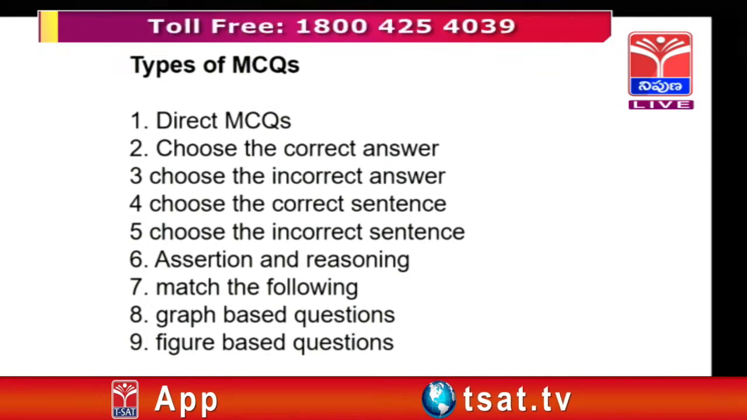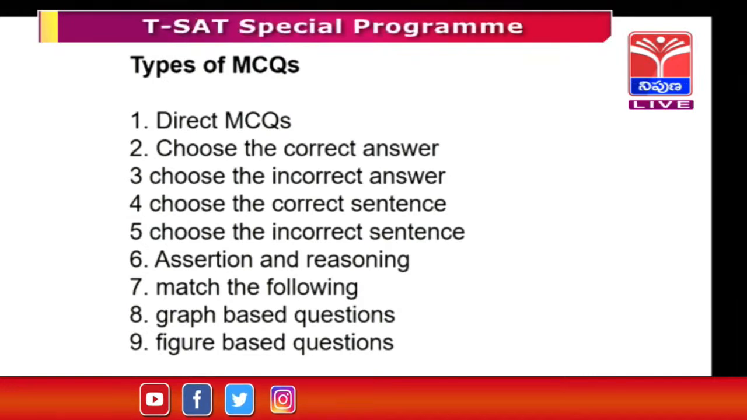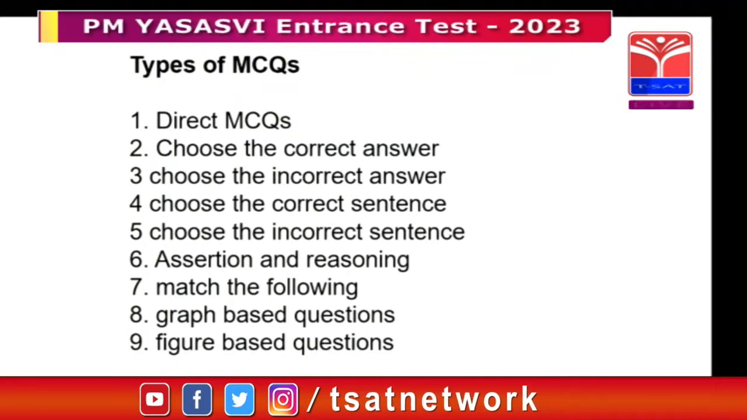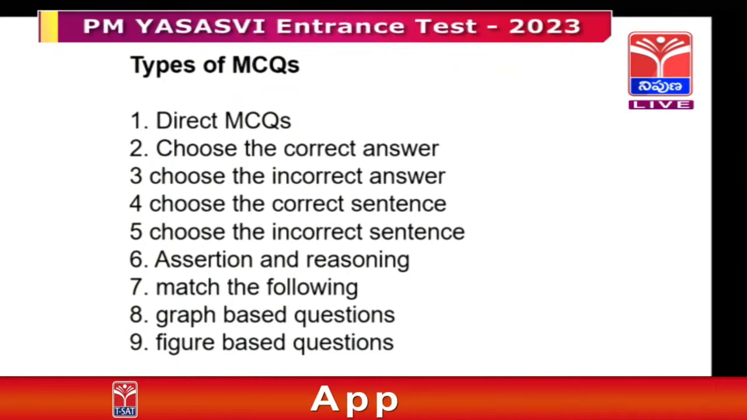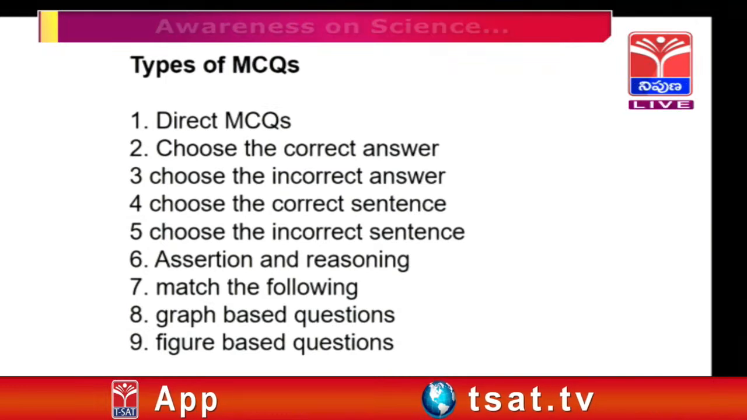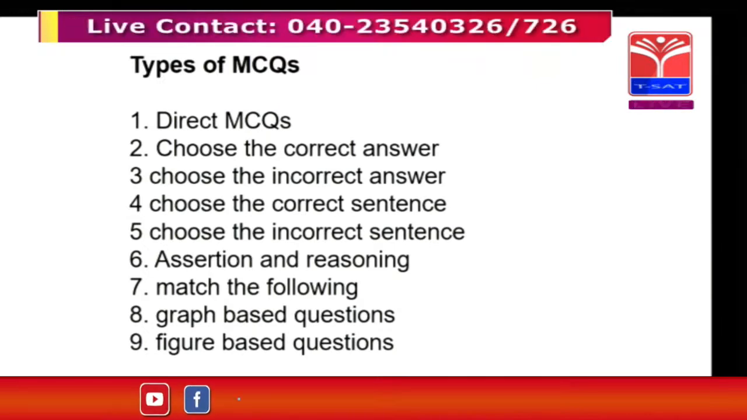Okay. And assertion and reasoning: they will give 2 sentences, one is the assertion and the other is the reasoning for that assertion. Okay. And whether it is a reasoning for the assertion or not, they need to identify. Okay. And match the following. So, it is very simple. If they know the answer, they will give the correct answer.